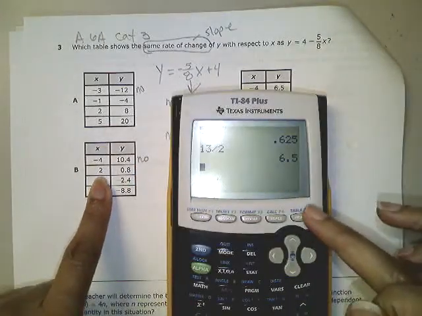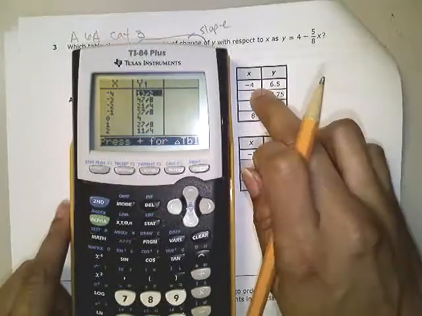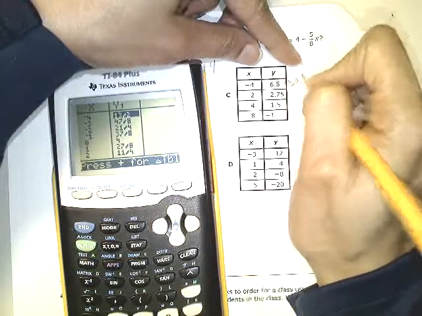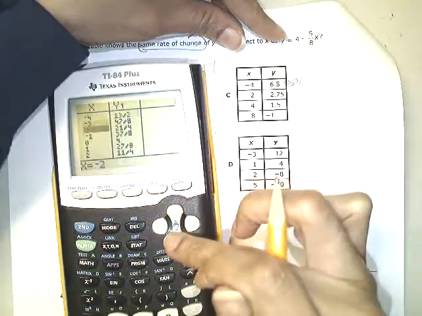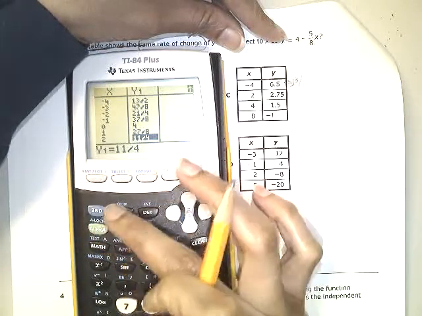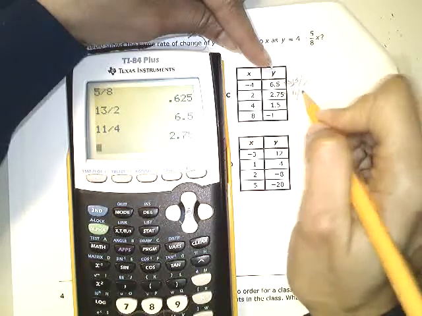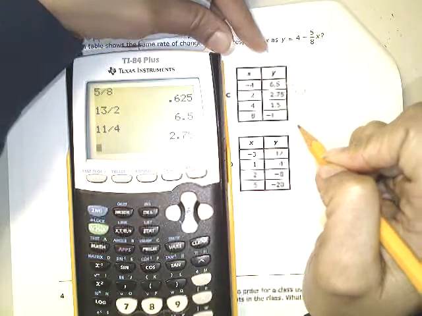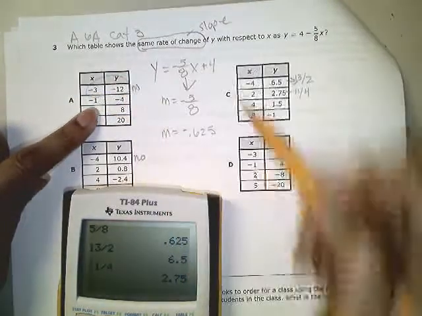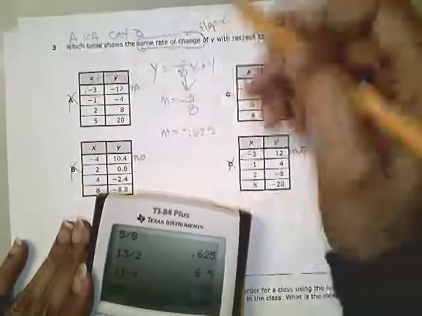Go back to my table, go to C. I just checked negative 4. 13 divided by 2 is 6.5. So let's go to positive 2. 11 divided by 4. I can go to the home screen, second quit, do 11 divided by 4, and it's 2.75. So that's the same. Before I keep going, just for the sake of time, I already know that this and this is no. So I know it's not D. The only one that fits is C.